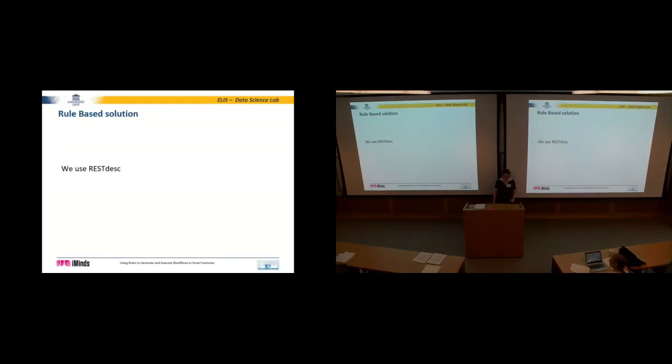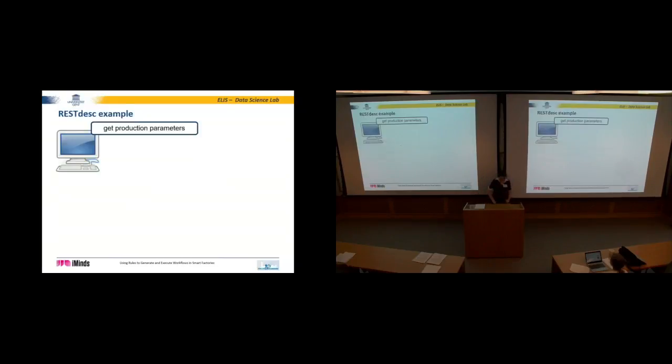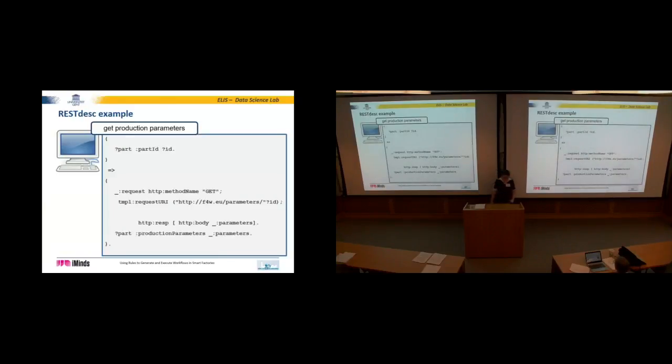So we use RESTdesk. RESTdesk is a formalism to describe RESTful web APIs. We do this by means of existential rules, and those existential rules are written in N3 logic. Now I will show you an example. The example: if I have a certain part with a part ID, I want to get the production parameters for this part. This could be the material of a part or measurements of the part or things like that.